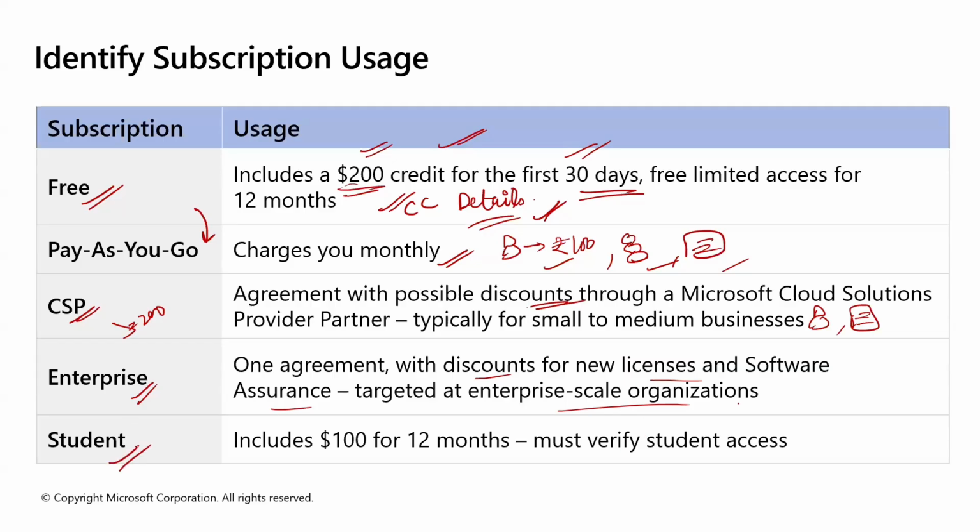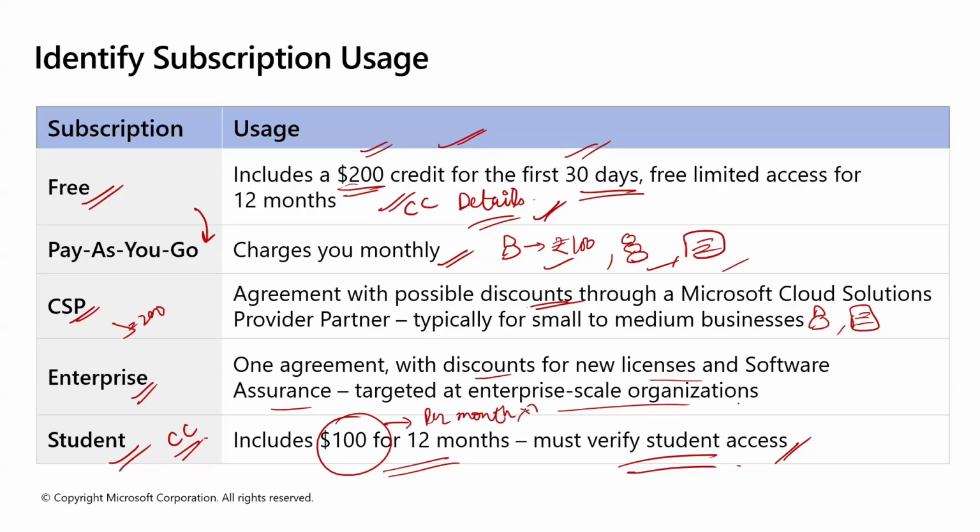Lastly, you have a student subscription. This subscription is special. Here, you don't need to put in any credit card details. First thing, you just have to put in your university email ID or something for verification. So you must have a valid university email ID or something like that. Once you put that in and sign up for Azure, you will be given a total of $100 to use for 12 months. Now, I'm not saying $100 per month. Remember that. It's not per month.